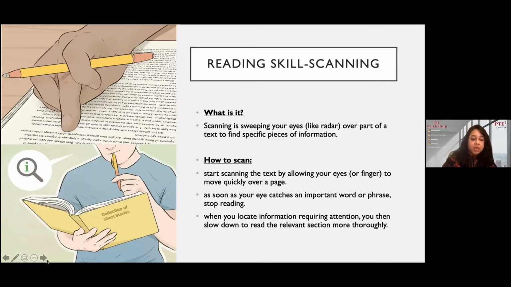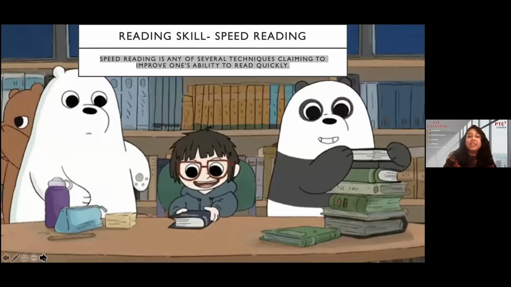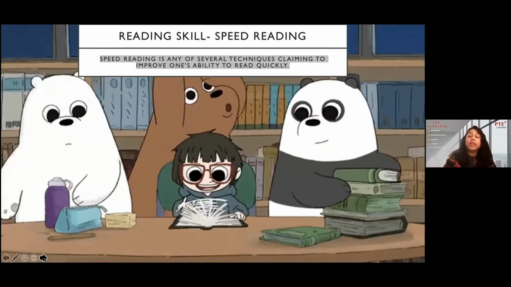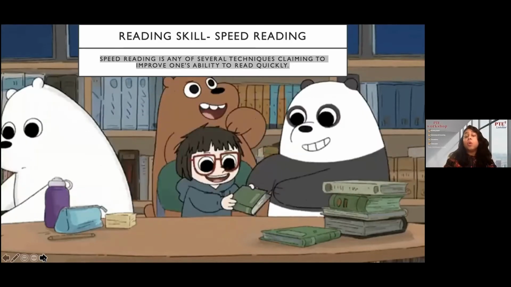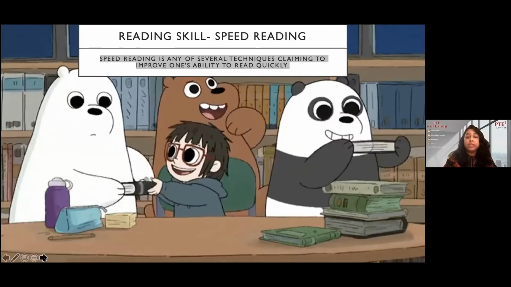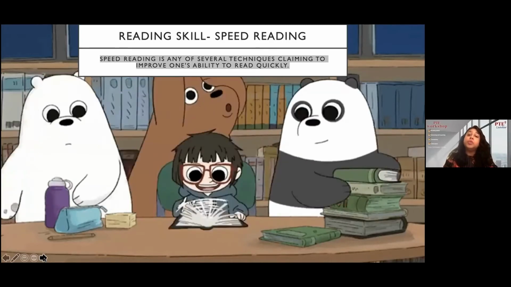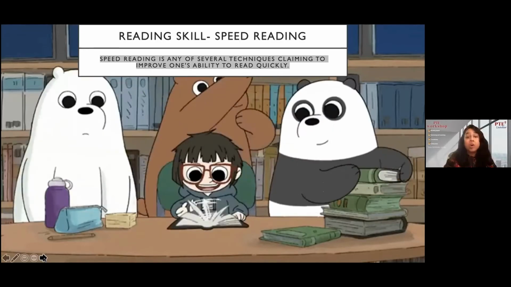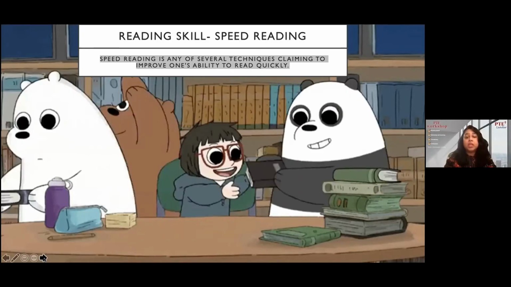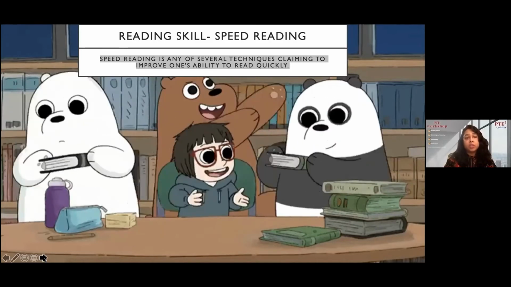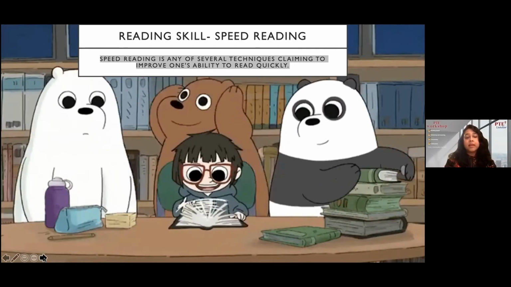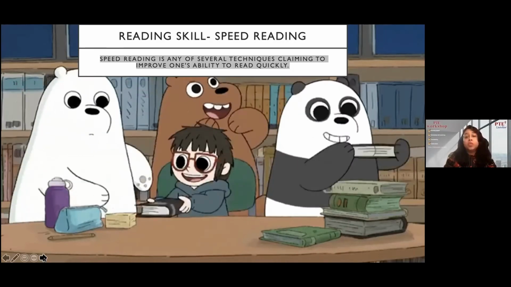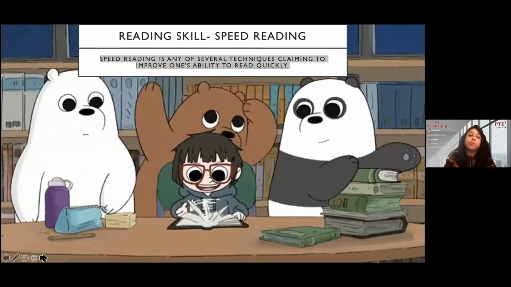So that's skimming and scanning. Next comes speed reading. Speed reading is any of several techniques claiming to improve one's ability to read quickly. So any strategy that helps you to read something with speed is called a speed reading strategy. Speed reading is really important for PTE. As I said, everything is time bound. Everything has a time limitation. So we really need to pump ourselves up to improve our speed reading.